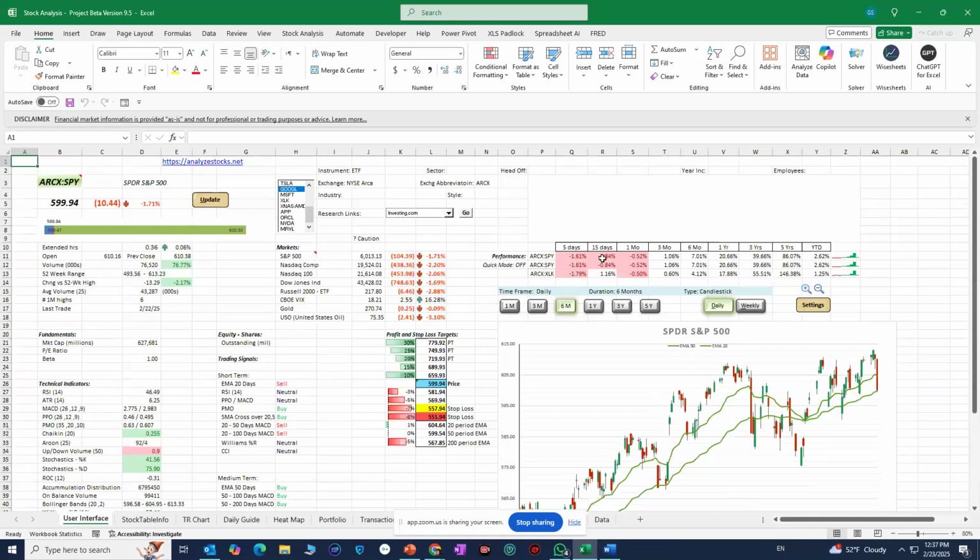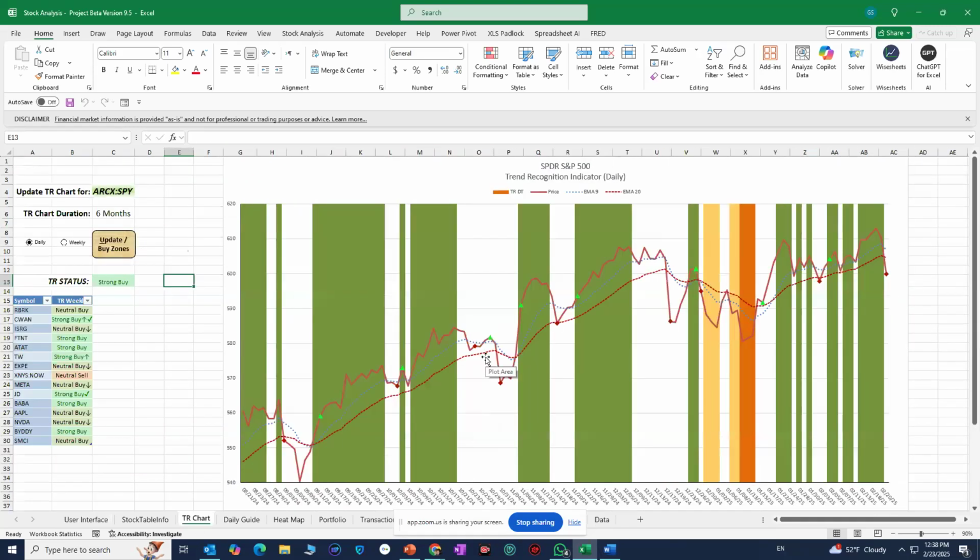Now look at the SPY relative performance. SPY relative performance in the last 1 month is minus 0.52%. In the last 5 years, 86%. And the tech sector is very close to it, so they are going along with each other. If you go to this chart, this TR chart is now plotted for SPY or S&P 500.